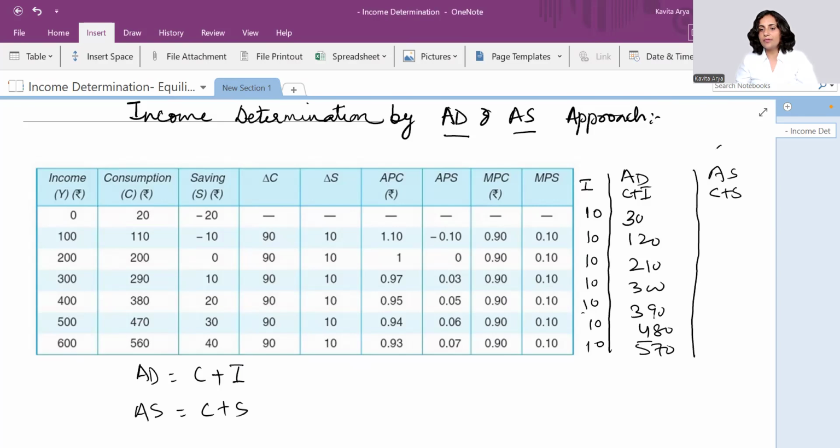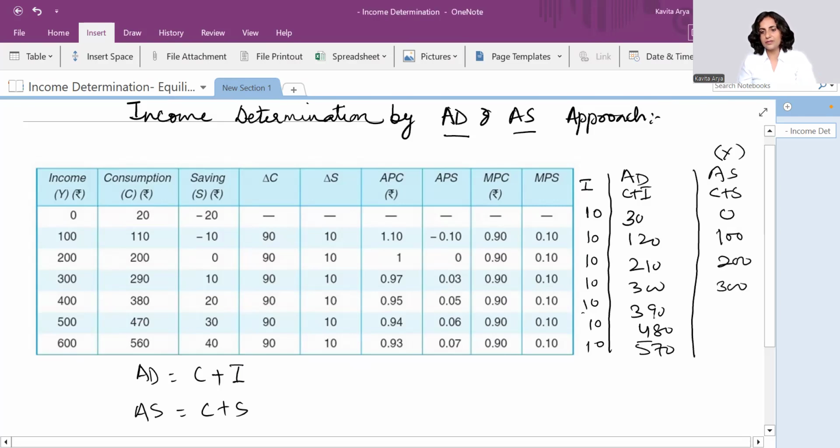And eventually you would find that you have landed on nothing but the income variable. So C is 20, and if you add minus 20 to it, you would get 0. Similarly, 110 plus minus 10 gets you 100. And when you keep on calculating, you would have it this way. So now that we are done with the table, let's talk about the intricate details of the AD and AS approach.